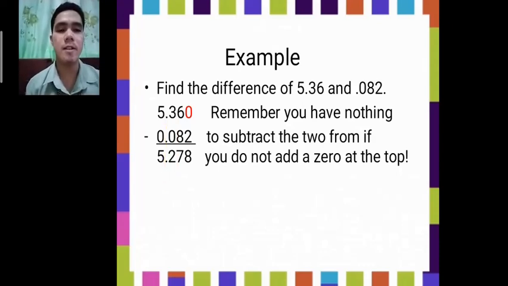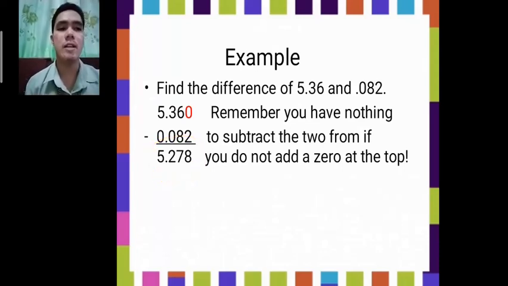Now, 5.36 minus 0.082 is 5.278 or 5 and 278 thousandths as our final answer.